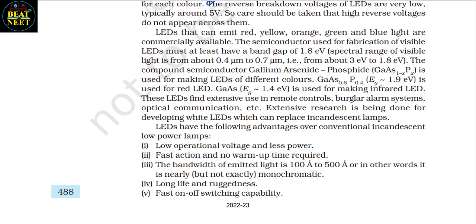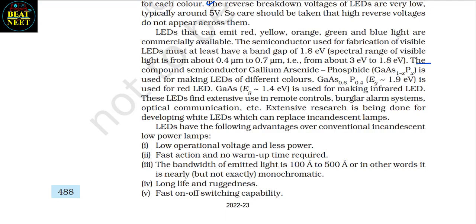The semiconductor used for fabrication of visible LEDs must at least have a band gap of 1.8 electron volt. A spectral range of visible light is from about 0.4 micrometer to 0.7 micrometer, that is from about 3 electron volt to 1.8 electron volt. The compound semiconductor gallium arsenide phosphide is used for making LEDs of different colors.